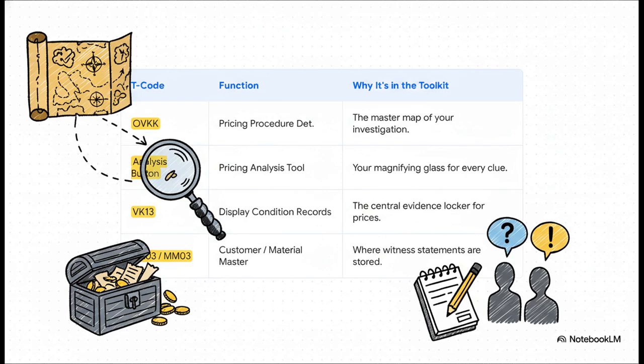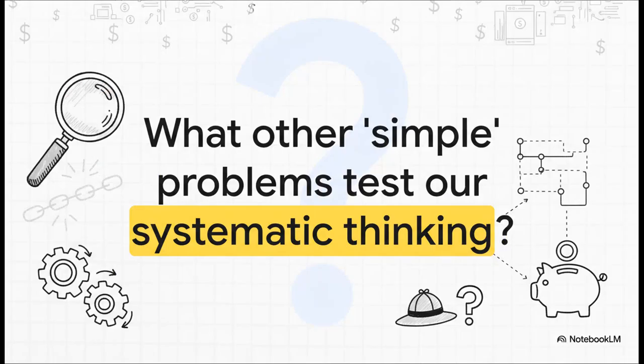These are the essentials. OVKK, that's your master map room. The analysis button is your magnifying glass for getting up close on the clues. VK13 is the central evidence locker where all the prices are kept. And the master data transactions, that's where you go to interview your witnesses and check if their stories, their data, add up.